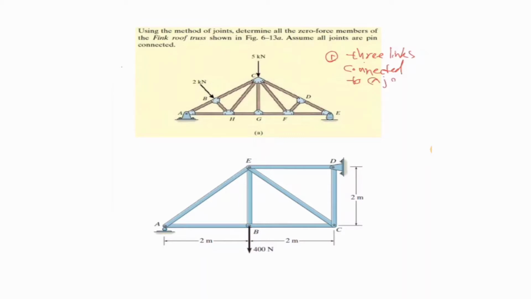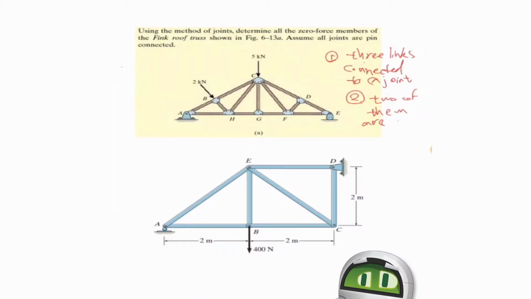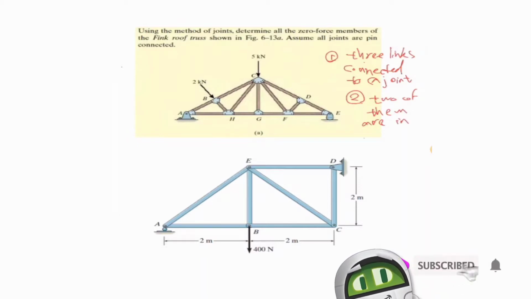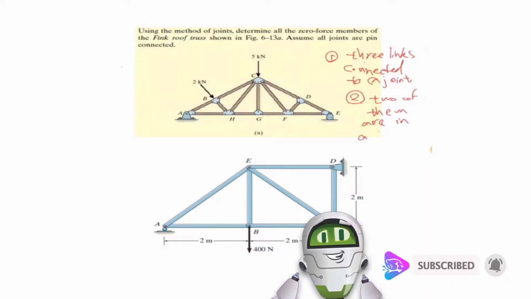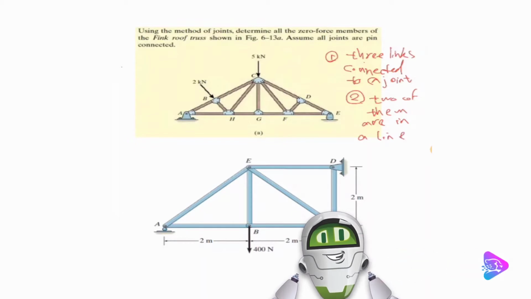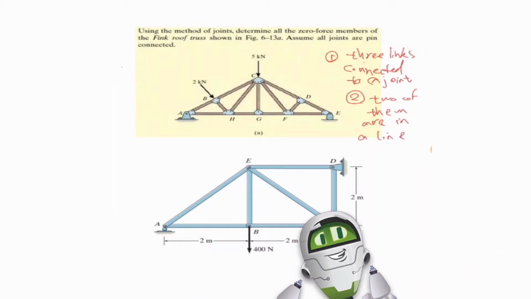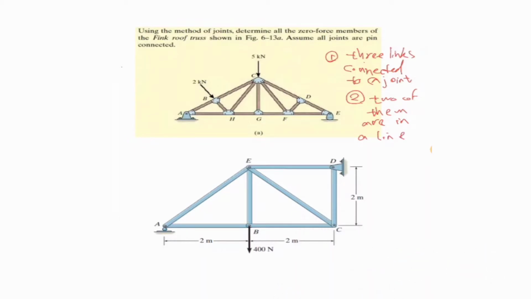and the second condition is that 2 of the links are exactly in front of each other, or in a line, meaning that they should be exactly in front of each other. Okay, let's go ahead here and try to find some of them.